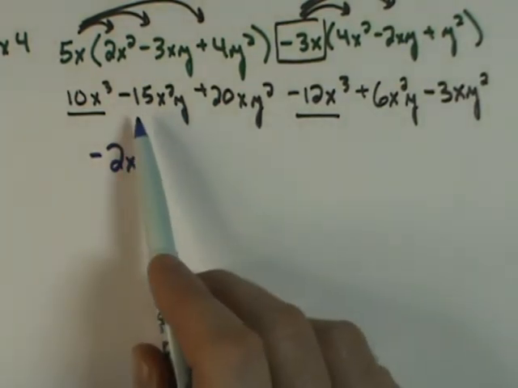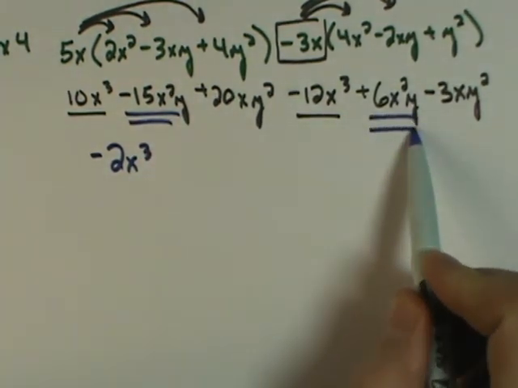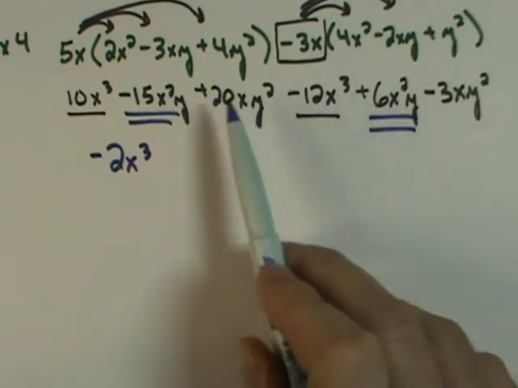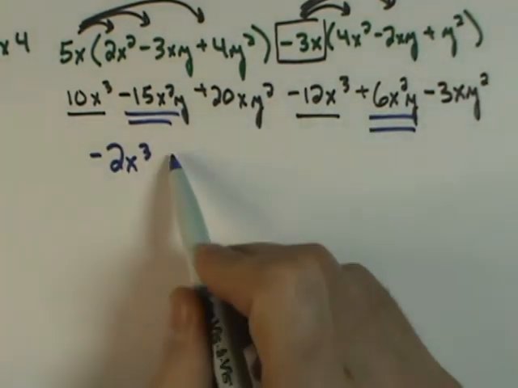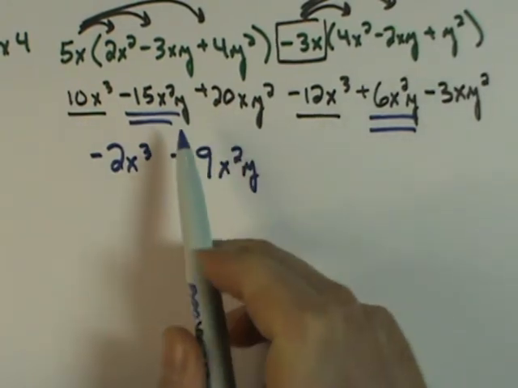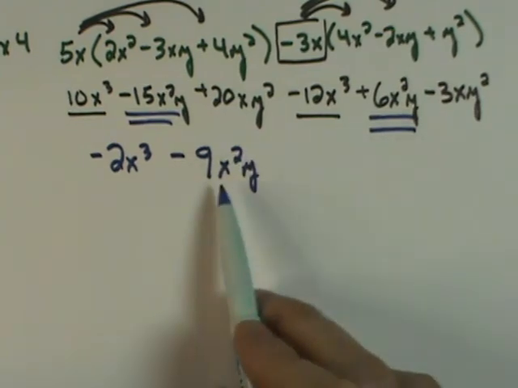In a similar way, I look at the second term. I've got this x squared y, and I've got an x squared y here. This is negative 15 plus 6. So negative 15 plus 6 would be negative 9 x squared y. And once again, like a broken record, x squared y's, when you add and subtract them, that won't change that label.